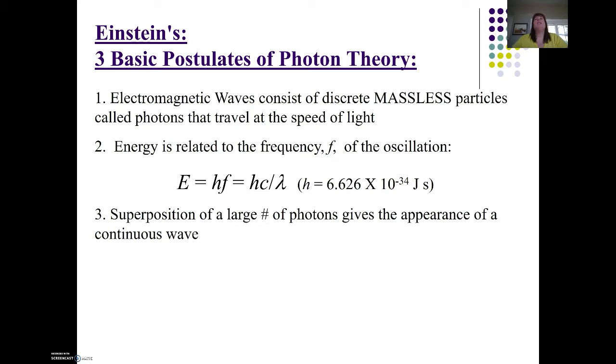Now, when I have lots of photons, so bright light, high intensity, a large number of photons, I actually get the appearance of a continuous wave. Particle waves? What? Crazy!